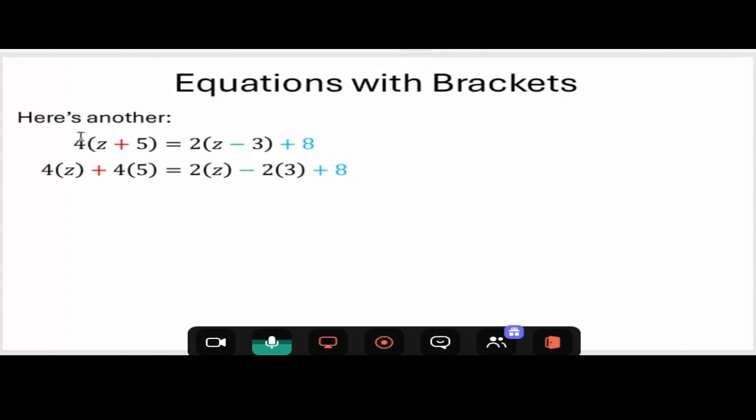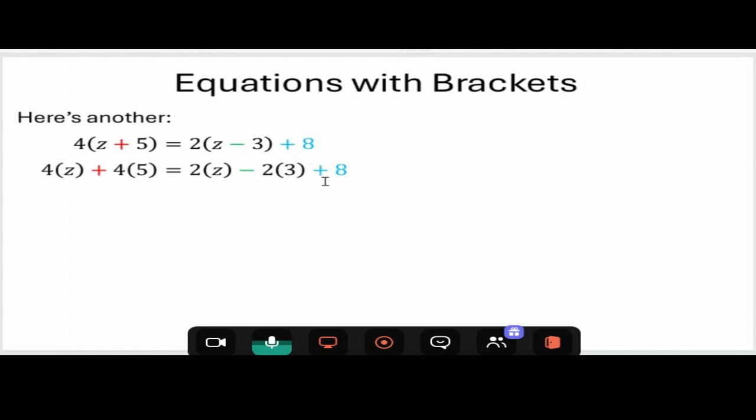So you see this 4 multiplied into the bracket. 4 times z and 4 times 5 with a red plus sign between them. The 2 multiplied into this bracket, 2 times z and 2 times 3 with the green minus sign between them. And like I said, that plus 8 at the end, it's just there.